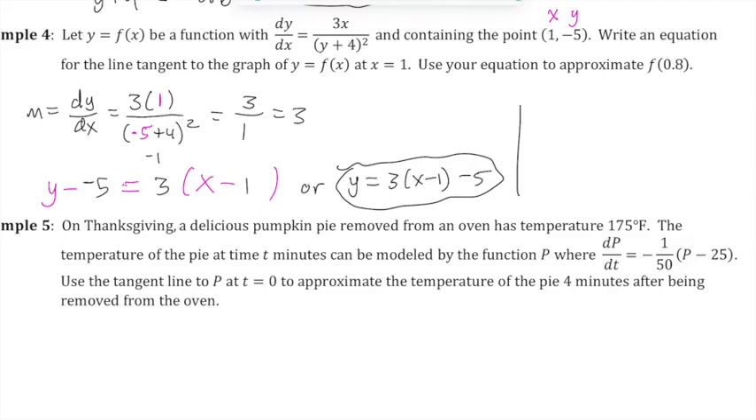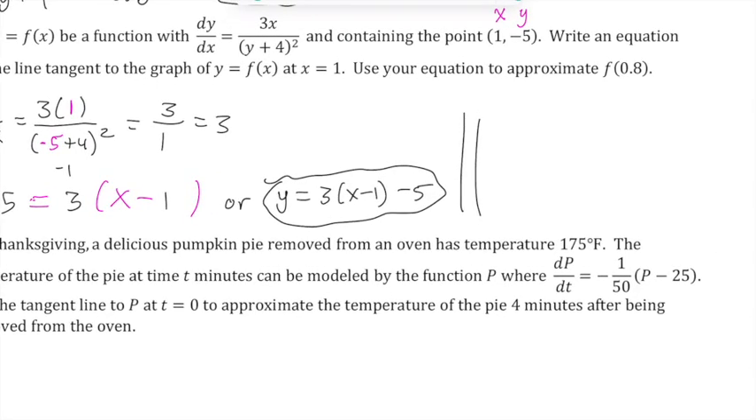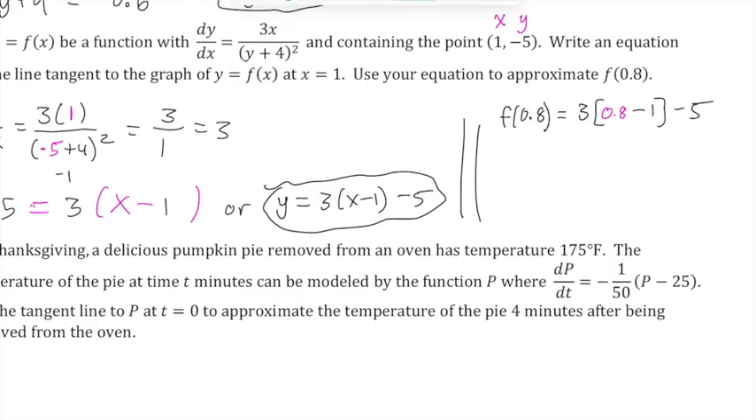Now let's approximate 0.8 by substituting 0.8 into our function. So this is going to be -0.2. Subtract 5. So that's -0.6 minus 5. So this value is approximately -5.6.